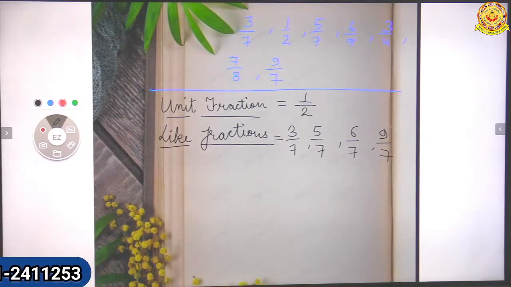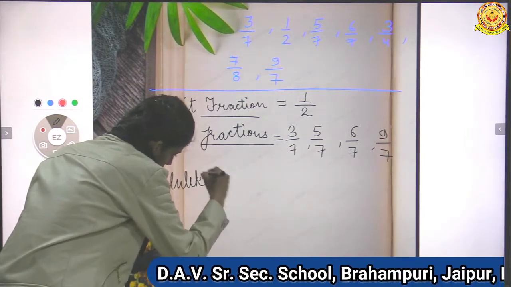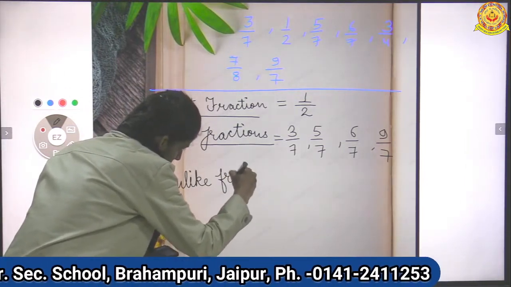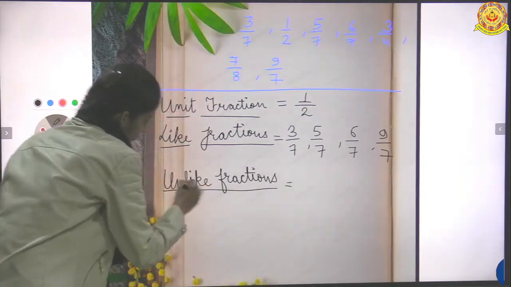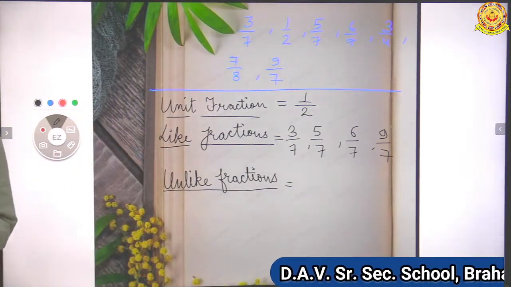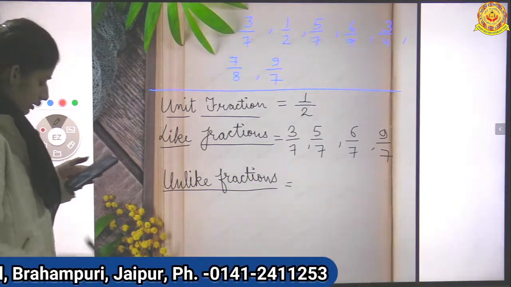Okay, now unlike fractions, please tell me fast. Unlike fractions. Just tell me how many fractions we have as unlike fractions in this.